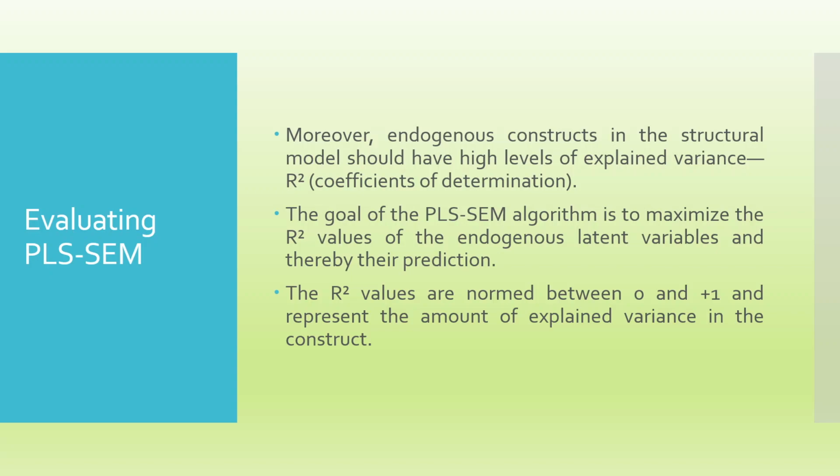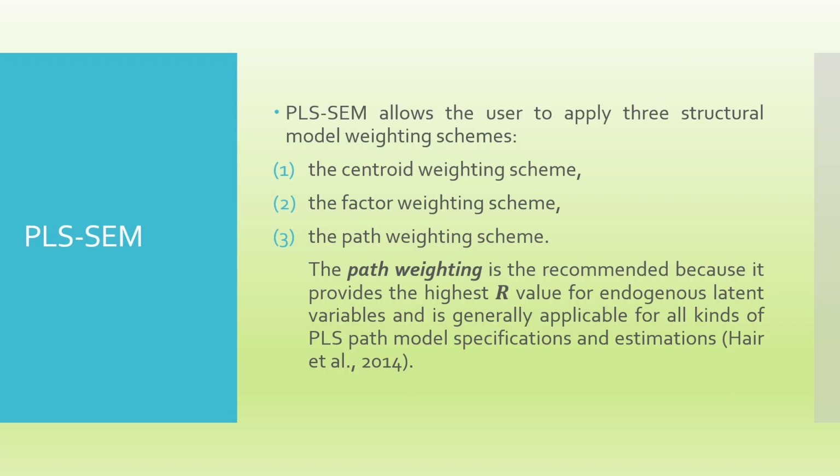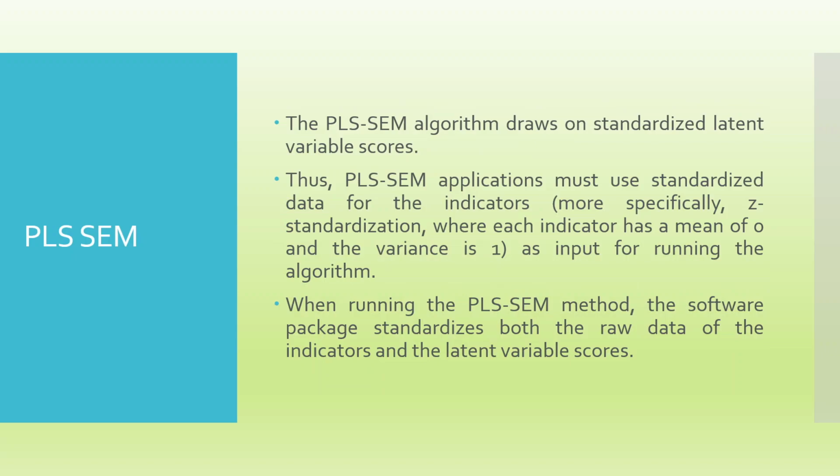Its value ranges from 0 to +1. The idealistic situation is that it should have a value nearer to 1. There are three methods in PLS-SEM: the centroid weighting scheme, the factor weighting scheme, and the path weighting scheme. Most of the time we work on the path weighting scheme because the objective function here is to maximize the R square, so that more and more variance can be explained of the endogenous construct. The PLS-SEM algorithm works on standardized latent variable scores. So when you run this software, the package standardizes both the raw data of the indicators as well as the latent variable scores, and only then does it run the algorithm.